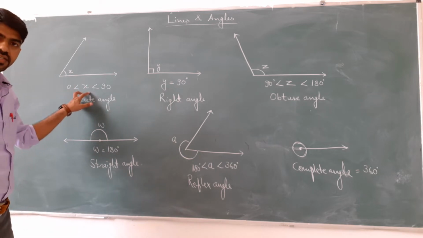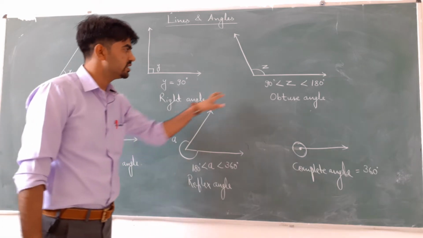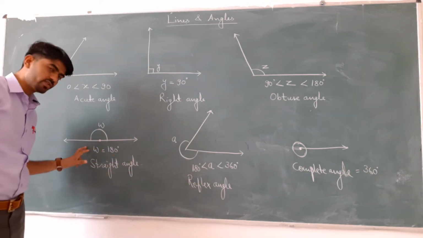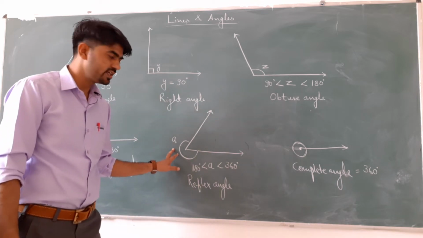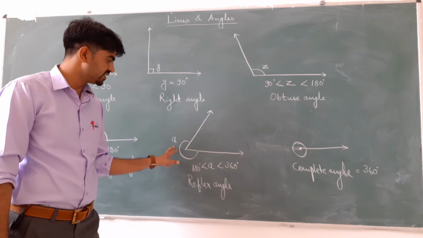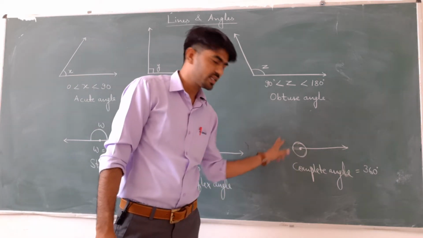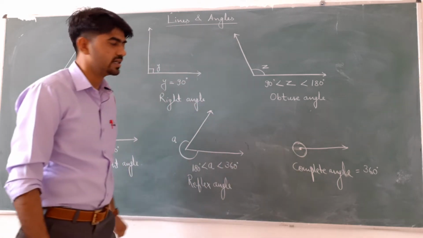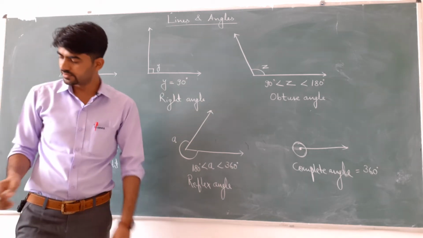So these are the types of angles. Less than 90 degree, acute angle; equal to 90 degree, right angle; more than 90 degree, obtuse angle; equal to 180 degree, straight angle; greater than 180 degree but less than 360, reflex angle; and 360 degree is called complete angle. Okay, so these are some of the types of angles.